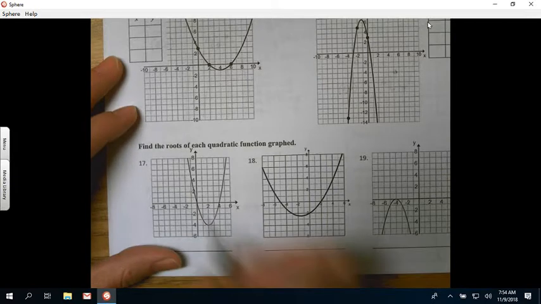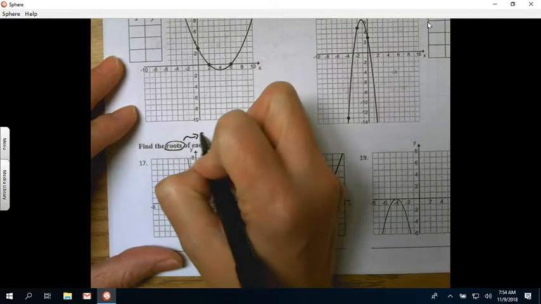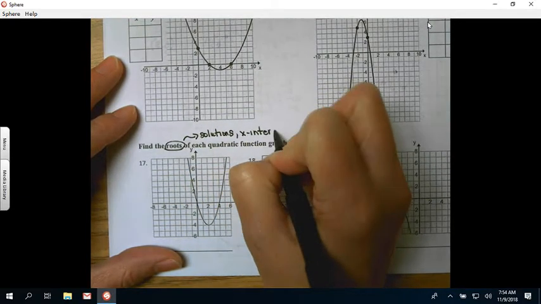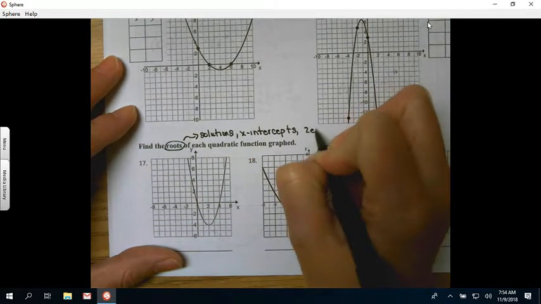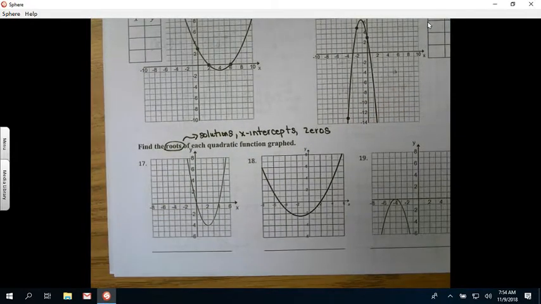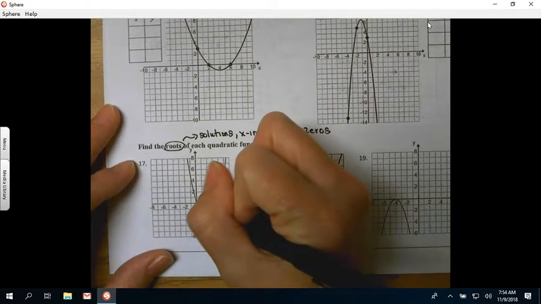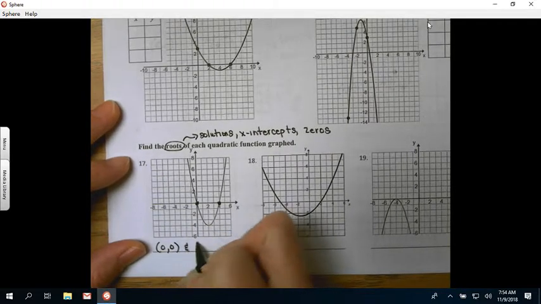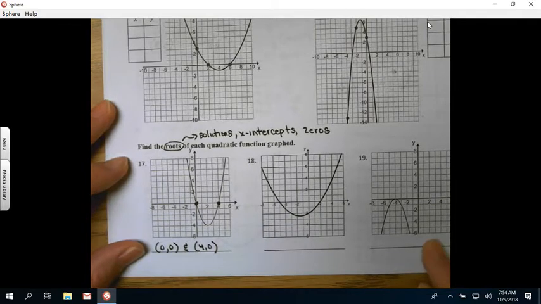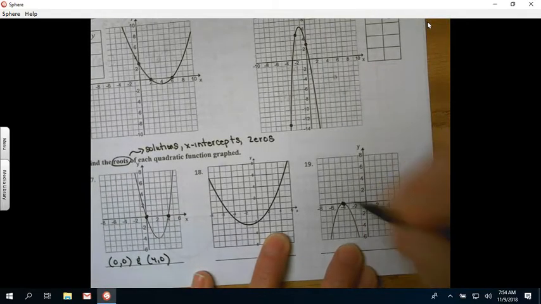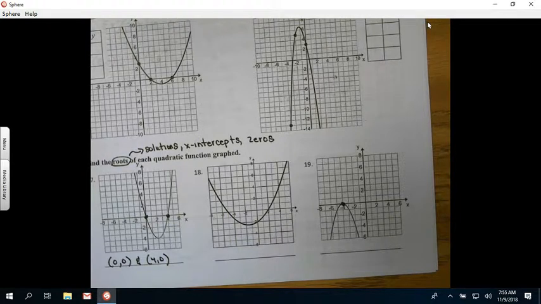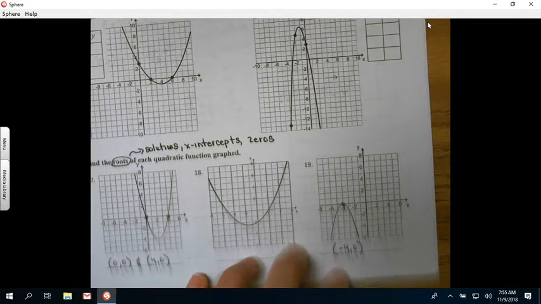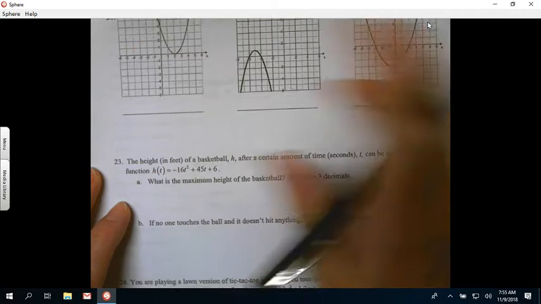Down here at 17, remember that when we say roots, we're really saying solutions, x-intercepts, or zeros. Those all mean the same thing. It's basically asking me, where does my graph cross the x-axis? So I locate those points, and I identify the ordered pairs. Ones like this, where it just comes down and touches the x-axis, it means you only have one root. So I only have the root negative 4, 0. Same thing on 20, 21, and 22.